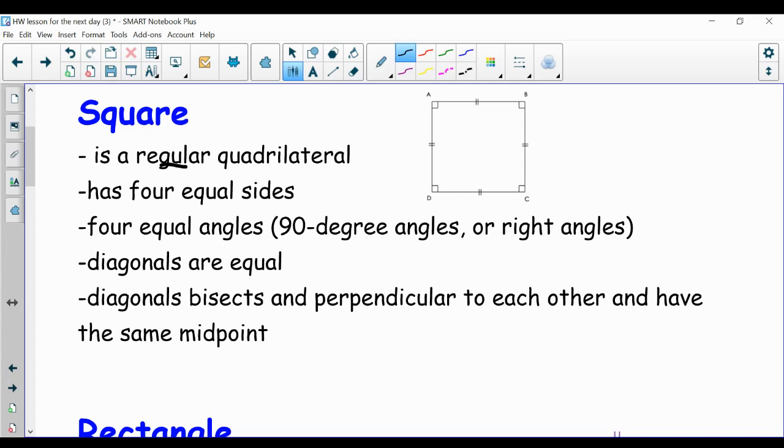The diagonals are equal. The diagonals they don't have here, so I'm going to draw them for you. Connect the opposite angles, and that is a diagonal. So diagonals are equal. The next one: the diagonals bisect and are perpendicular to each other and have the same midpoint. If this is your first time seeing the word bisect, we will talk about it many times later. And perpendicular, you see it already. What does that mean? 90 degrees. I hope you get it right.